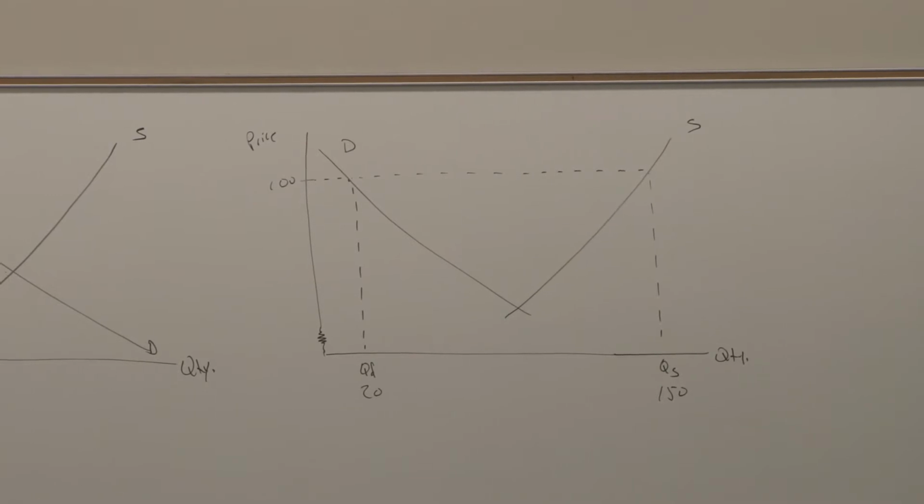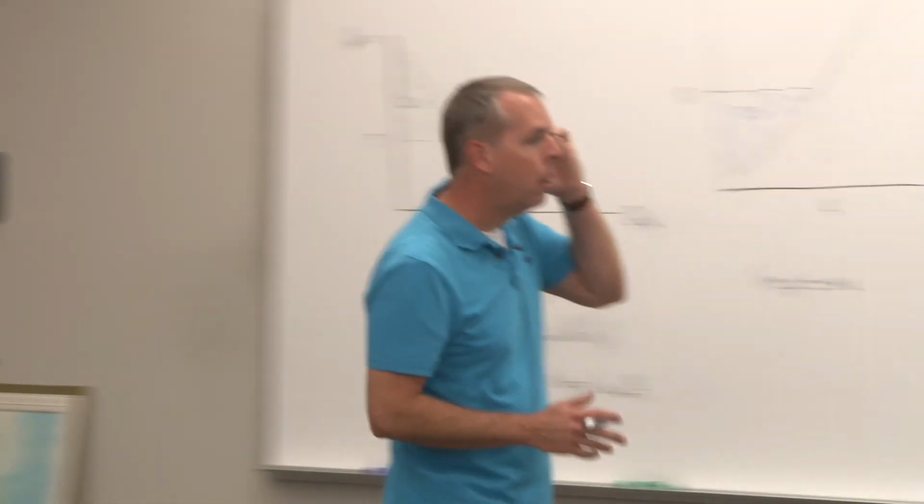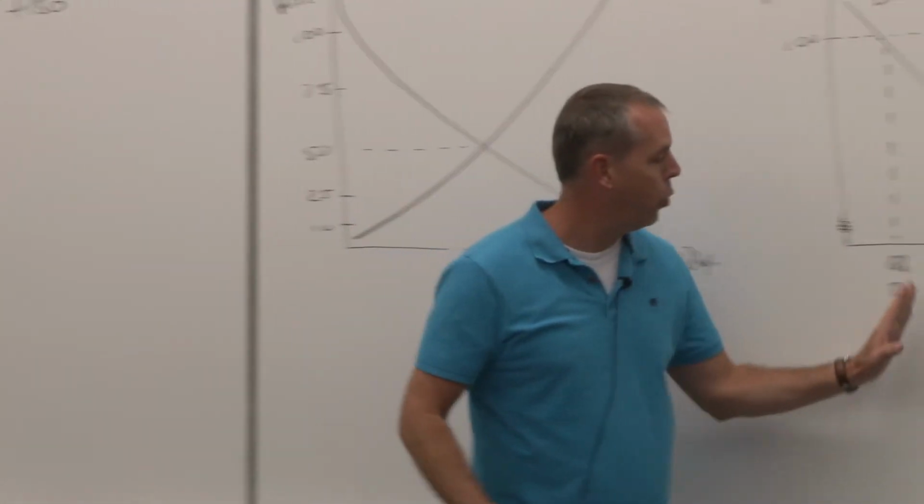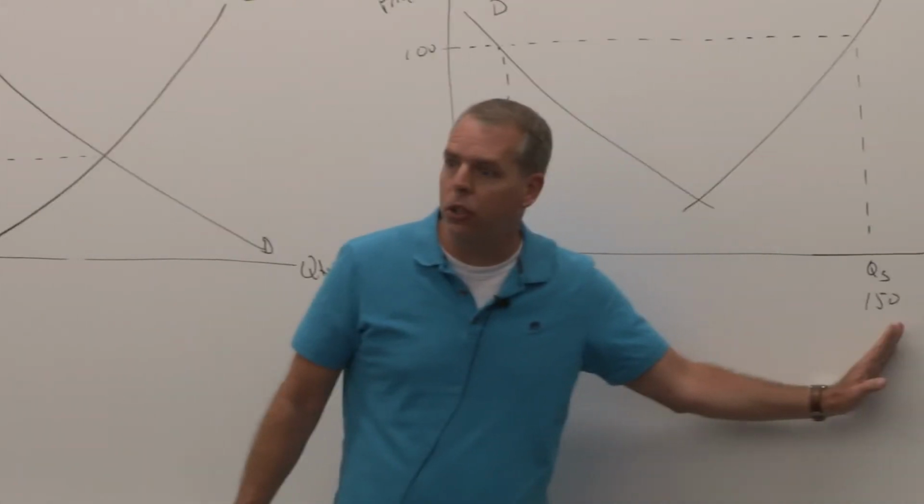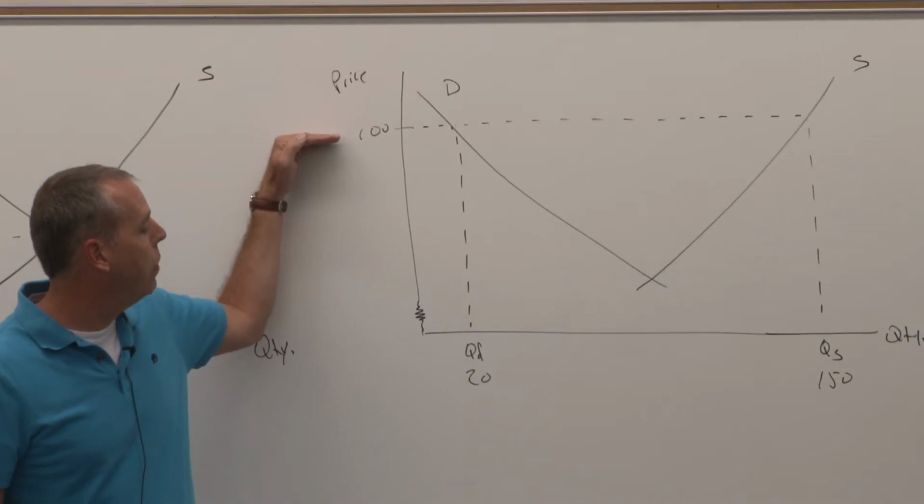Why don't consumers just buy 150 pairs of jeans? Exactly. How much are they willing to pay for jean pair number 21? Give me a number that makes sense. Yeah, $99, whatever it is, because jean pair number 21 gives less utility than jean pair number 20. If we want them to buy 150 pairs of jeans, that can't happen at a price of 100.